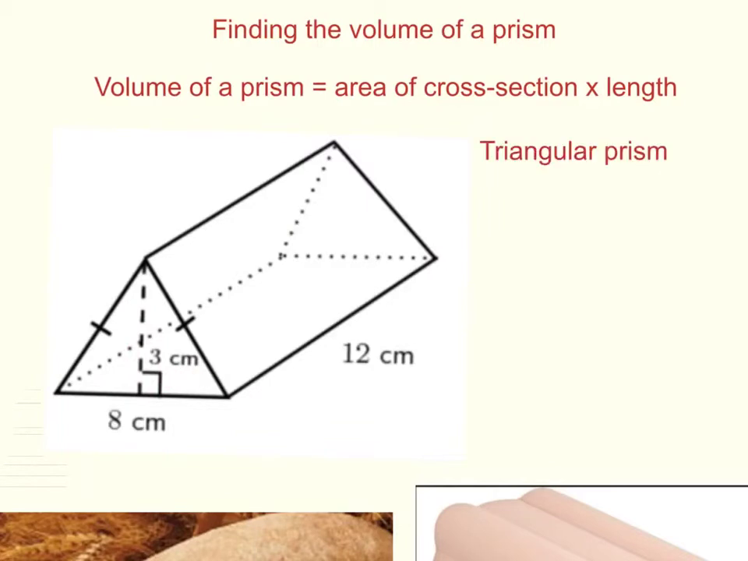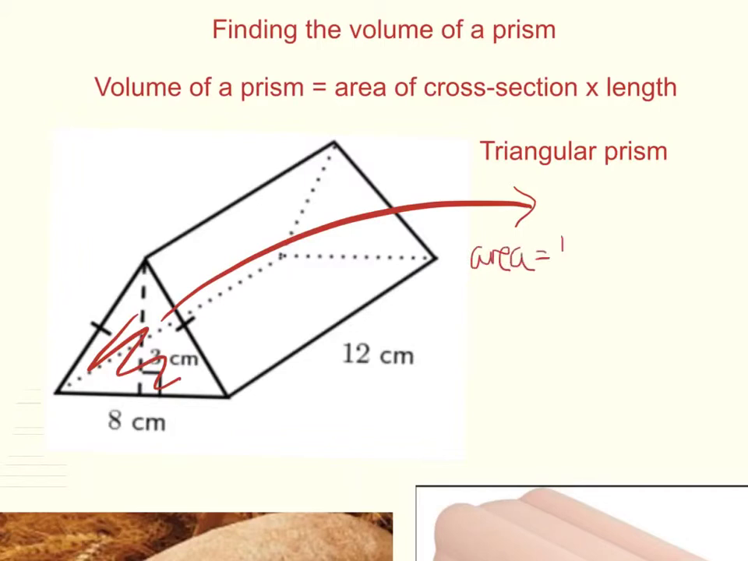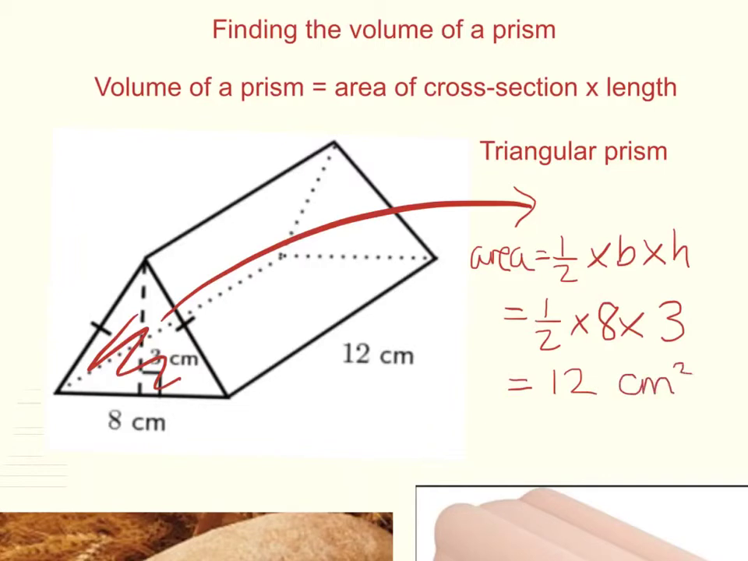So now we've got the formula, we're going to do the maths. We want to work out the area of the cross-section, this bit. We know that the area of a triangle is half times base times height. The base of this triangle is 8 centimetres and the height is 3 centimetres. So we've got half times 8 times 3, which is the same as 12. And because it's area, the units for area are centimetres squared.